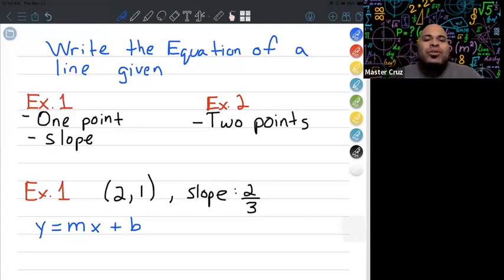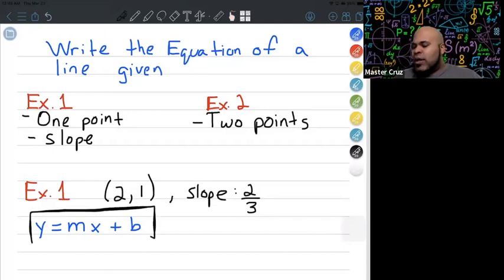So today we're going to learn how to write the equation of a line given 1 point and a slope or 2 points. So the key here is that if they ask us for the equation of a line, this is what we want. We want at the end something in the form of y equals mx plus b, unless they ask us for something else. But this is going to focus on writing everything in slope-intercept form.